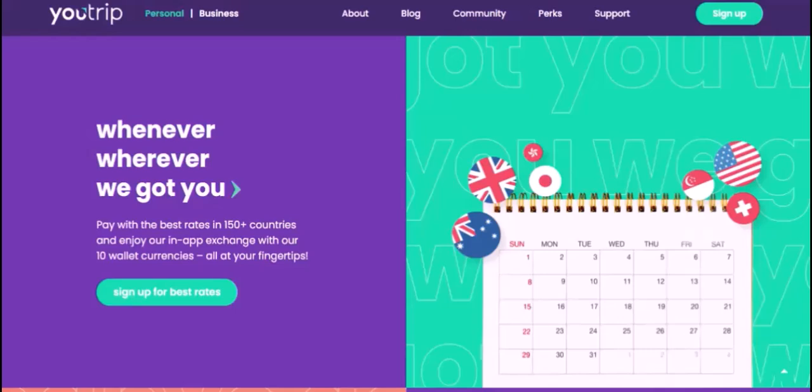Maintain a good spending history. Consistent and responsible spending habits can positively impact your limit. Avoid sudden, large transactions that might trigger additional scrutiny.